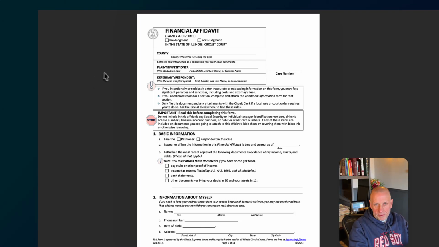All right, here we go. Here's a financial affidavit. So we would fill one of these out periodically with the court. The other side's going to have to fill one out as well. They're designed to provide a snapshot to the court of your cash flow.